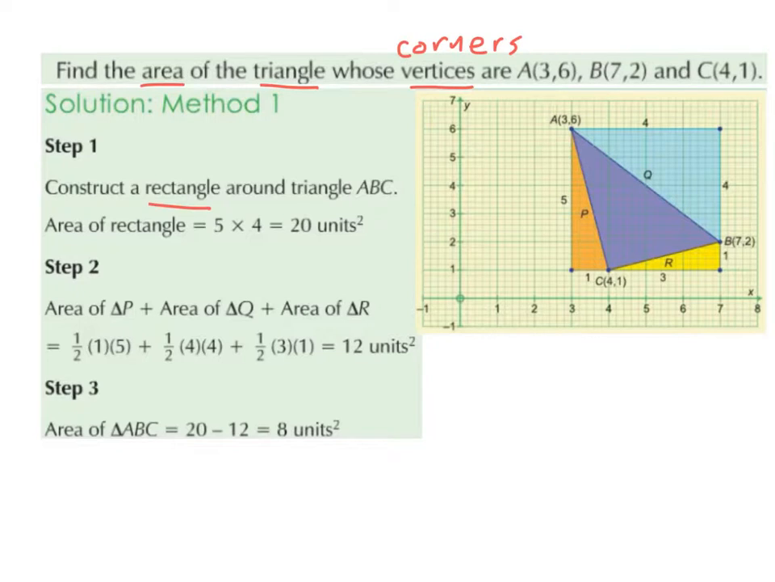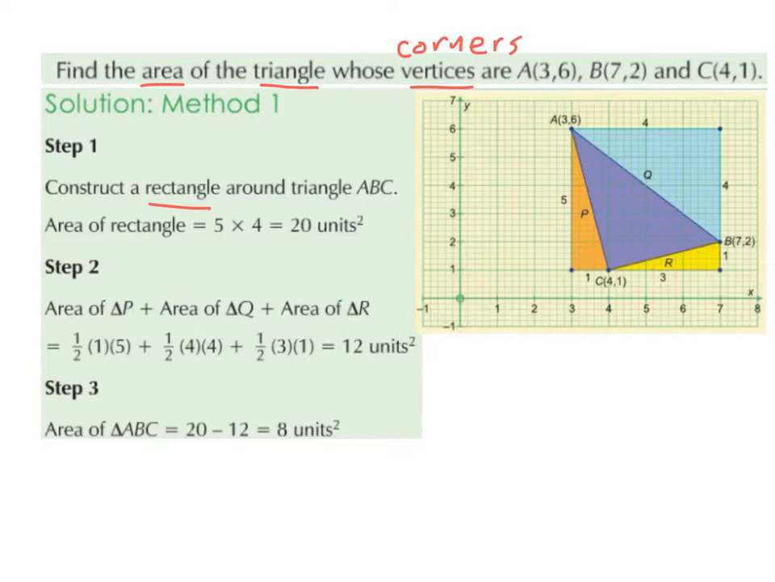Step 2, we're going to get the area of triangle P. I'm going to call this orange one here triangle P, and we're going to add that to the area of triangle Q. We're going to call this blue one triangle Q. And we're going to add that to the area of triangle R. We're going to call this yellow one triangle R.